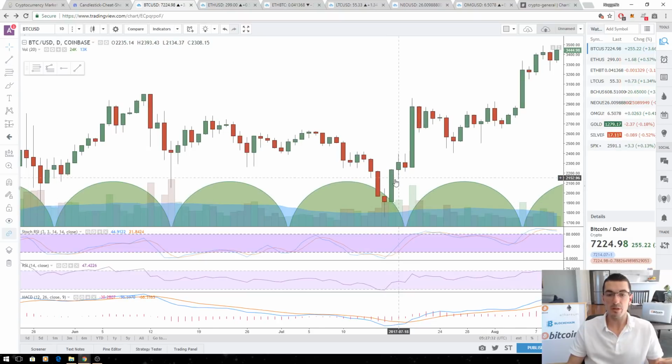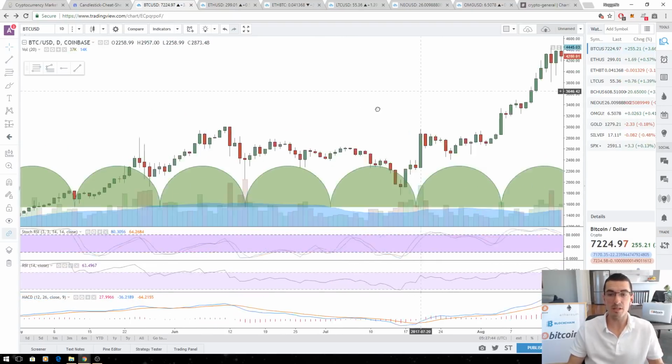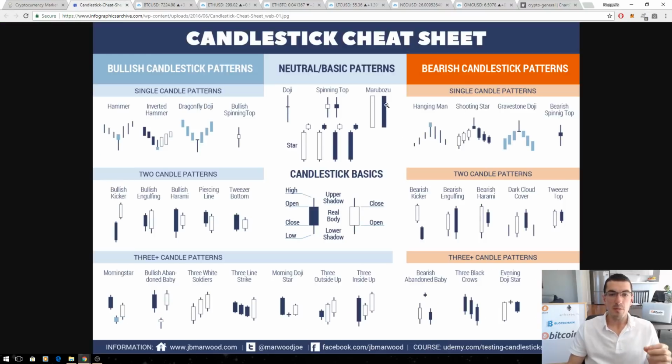But this Marubozu, a very rare candle, we open right on the bottom here, we close right on the top, there's no wick above or below, and that's a rare candle that says it's extremely bullish. And again, look at the price action that followed this candle here. We've had a huge run after this candle was formed. So that's some of the basic ones.